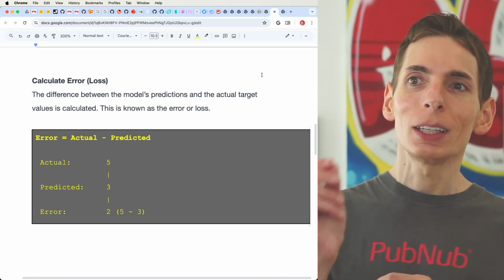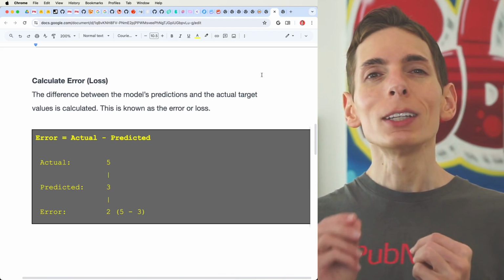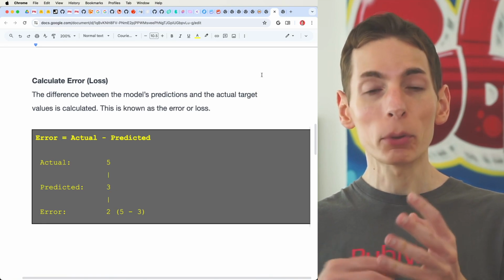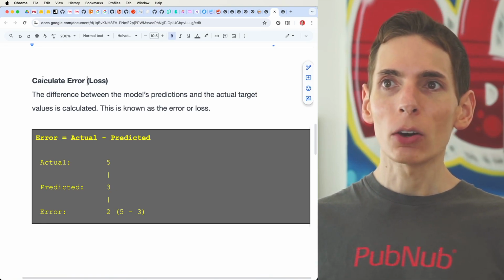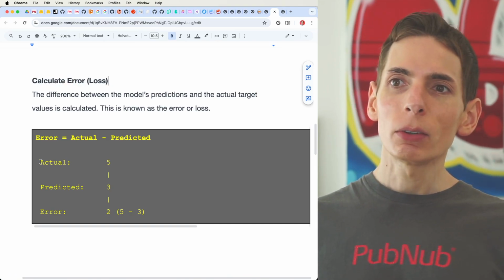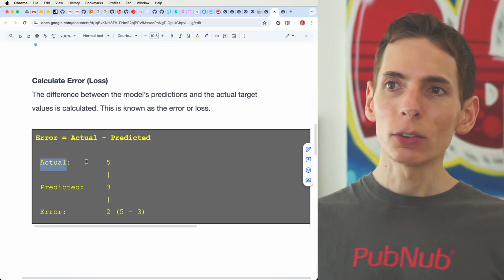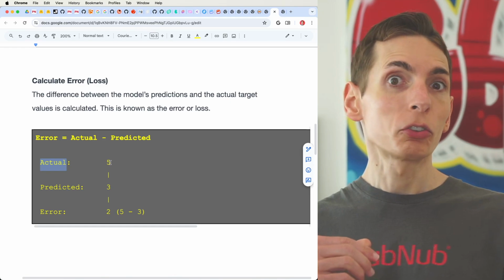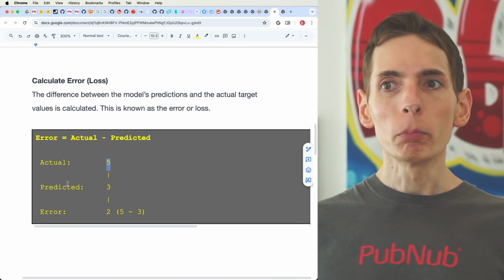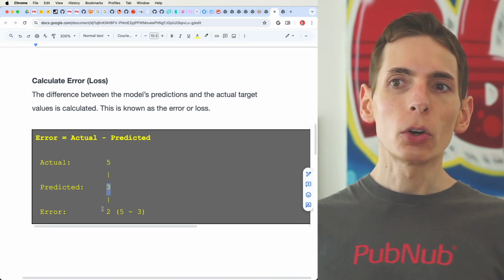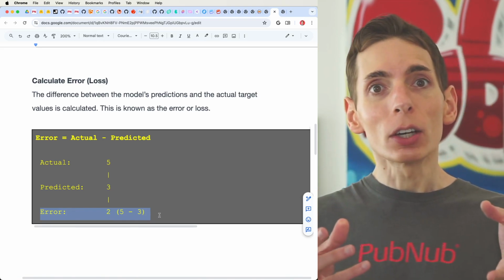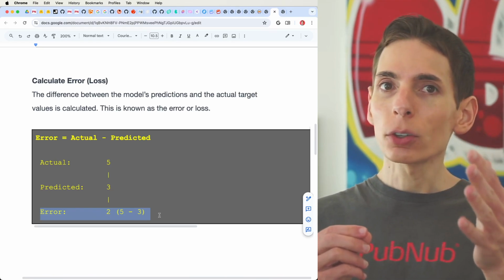And so from the teaching and learning perspective, we need to see how far off the AI model is from its prediction. So we calculate that with the error, the loss, how far off the model is. Say we know what the actual answer is. We ask, what is 2 plus 3, for example? That would be the question. The answer is 5. The model comes back with 3. And so what we're able to do is calculate the error, the delta between the actual answer and the predicted answer.